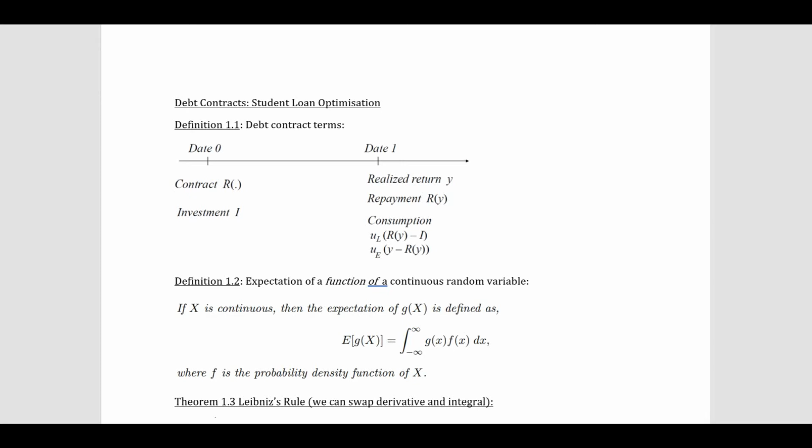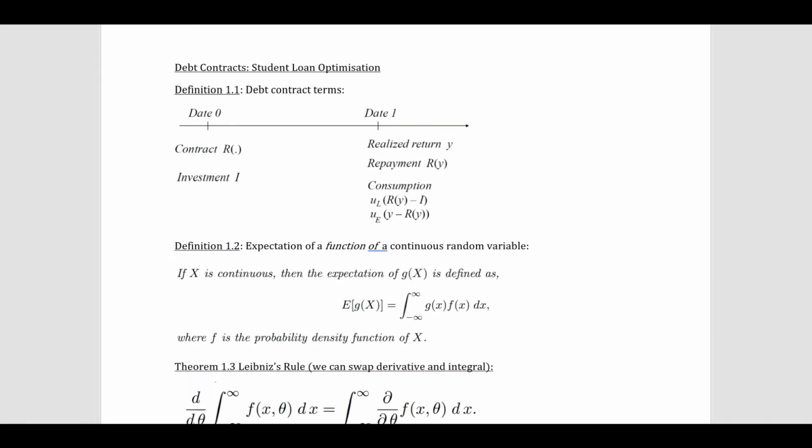In this video, I aim to go over a problem involving student loan optimization, which is an example of debt contracts. We're going to use the Lagrangian to work out the optimal repayment contracts offered either by a government or by a private loan firm. So to start with, we need a couple of definitions.